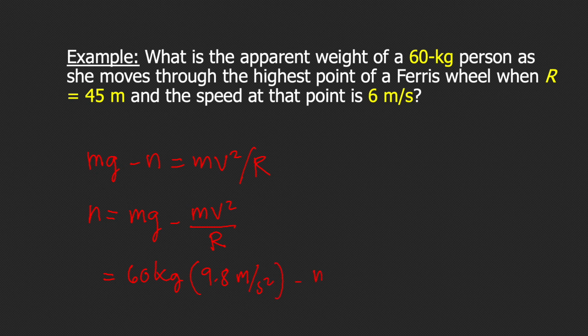minus 60 kilograms times v, which is 6 meters per second, divided by r, which is 45 meters, and that would be equal to 540 newtons. So this is the normal force at the top of the Ferris wheel, which is also equal to the apparent weight of the 60 kilogram person.